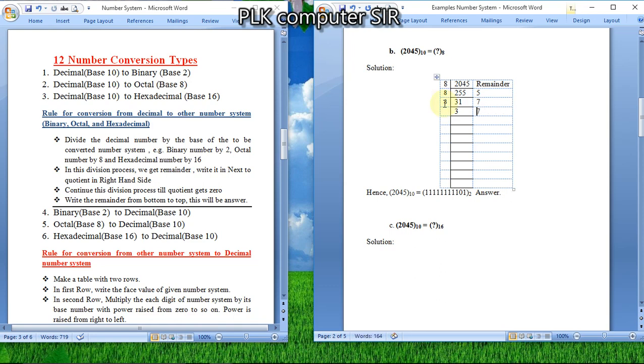Now my dear students, it is not 0, so one more time we have to divide, but it is less. If you divide 3 by 8, it will come 0.38, but we don't need this decimal value. So if you do 3 minus 8 into 0, what will it be? 3, because if you multiply by 0, it will be cancelled. So 3 minus 0 will be 3. Before, I had copied this from binary, that's why.